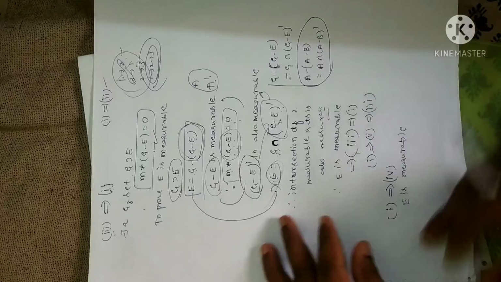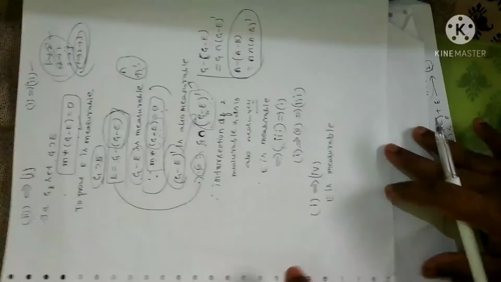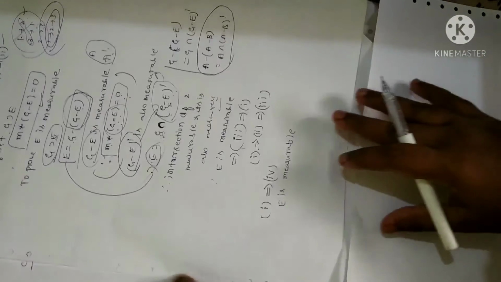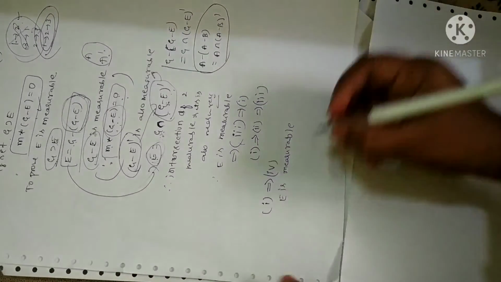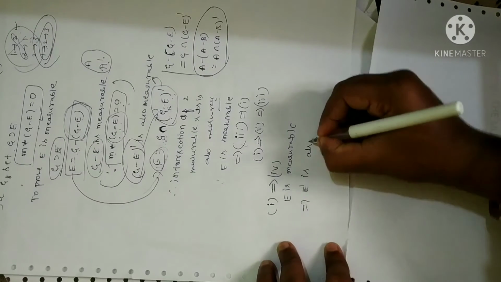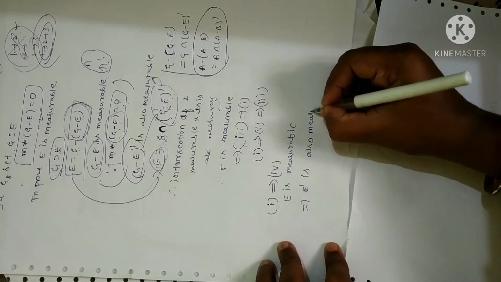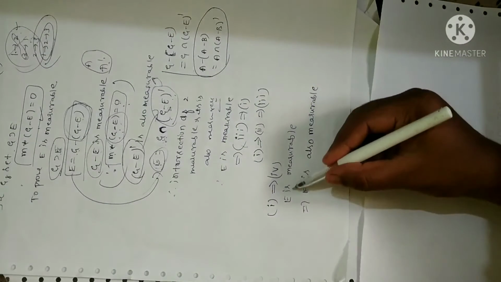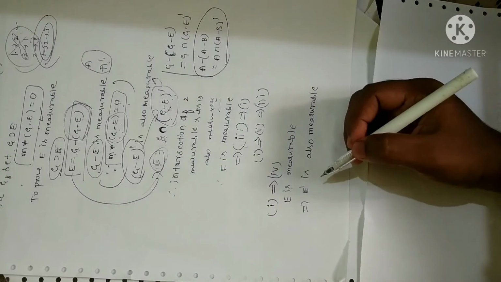Since E is measurable, by the property of measurability of sets, I can say its complement is also measurable. E complement is also measurable. Fine. So if any set is measurable, its complement is also measurable.